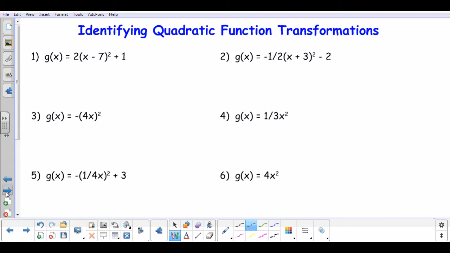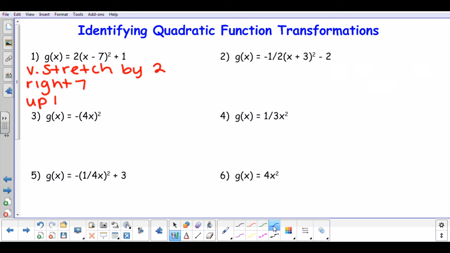So if I look in number 1, I have a 2 in front of my parentheses. So since it is in front and it is a number bigger than 1, it is going to be a vertical stretch by 2 units. When I move inside the parentheses, I have an x subtract 7. So I know the minus sign to be right 7 units. And then I have a plus 1, so up 1 unit.